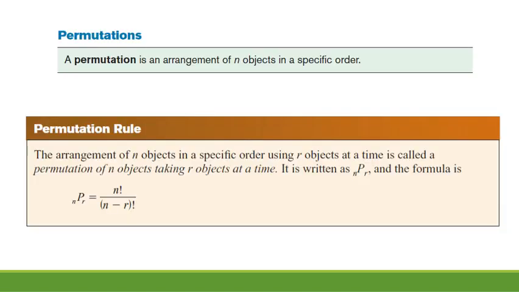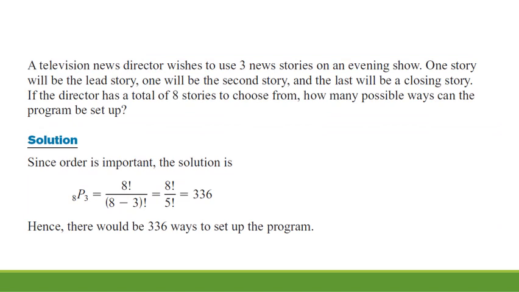Permutation class. You know this already, a permutation is an arrangement of n objects in a specific order. The arrangement of n objects in a specific order using r objects at a time is called permutation of n objects taking r objects at a time. It is written as nPr, or the permutation, which is equal to n factorial over n minus r factorial. Okay? So what is the example for this?